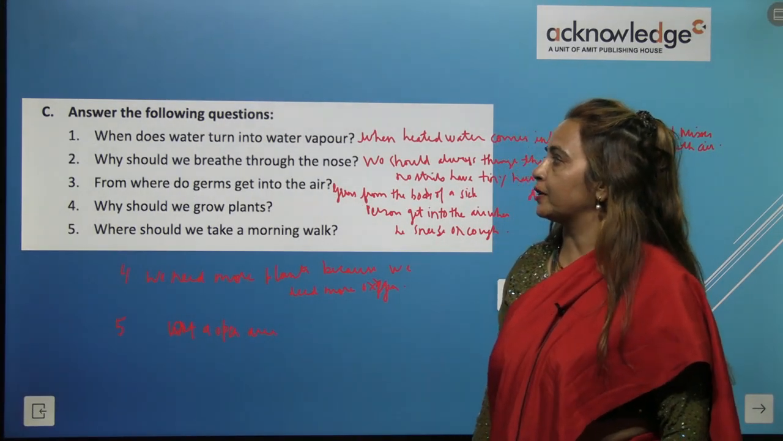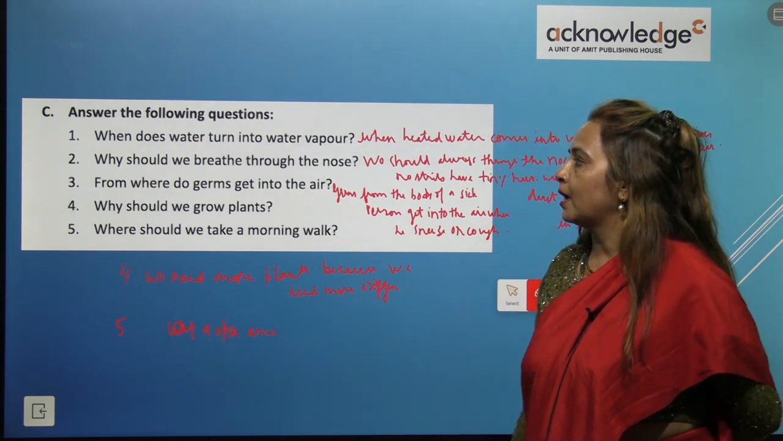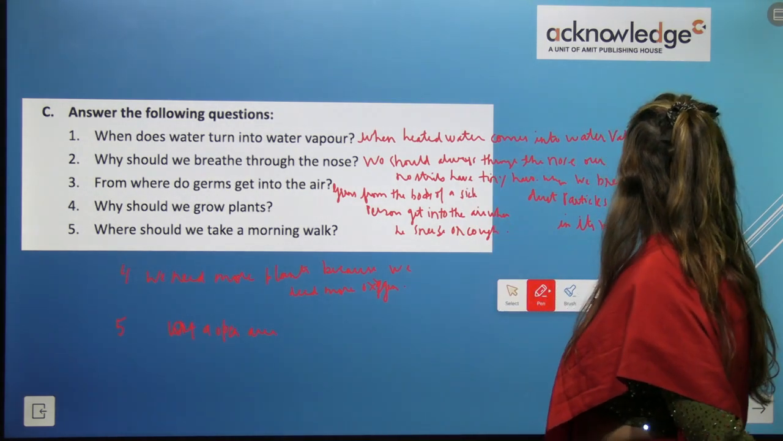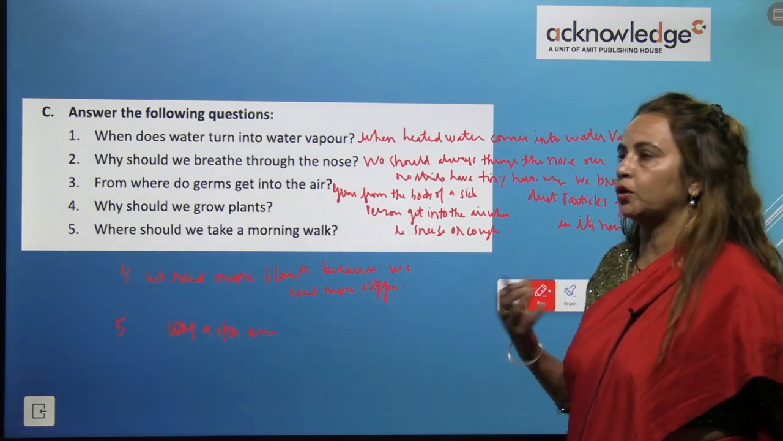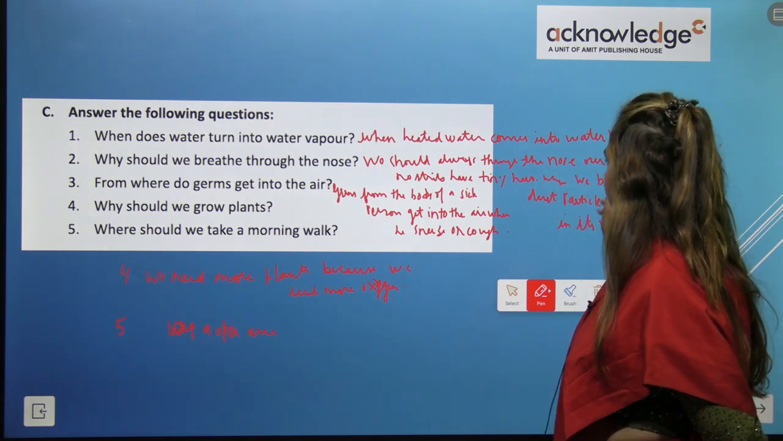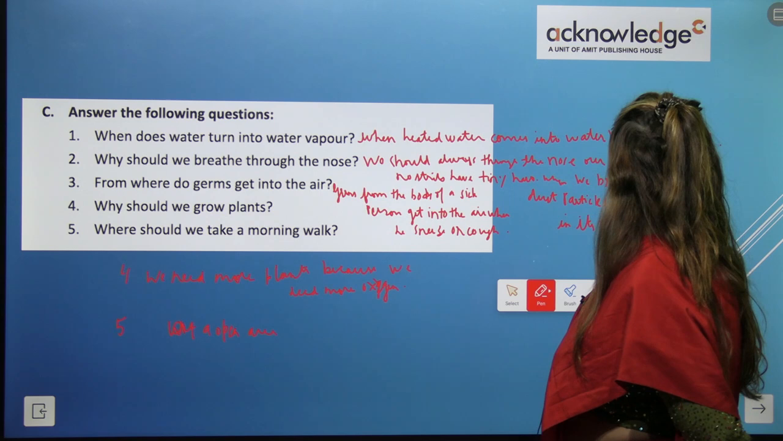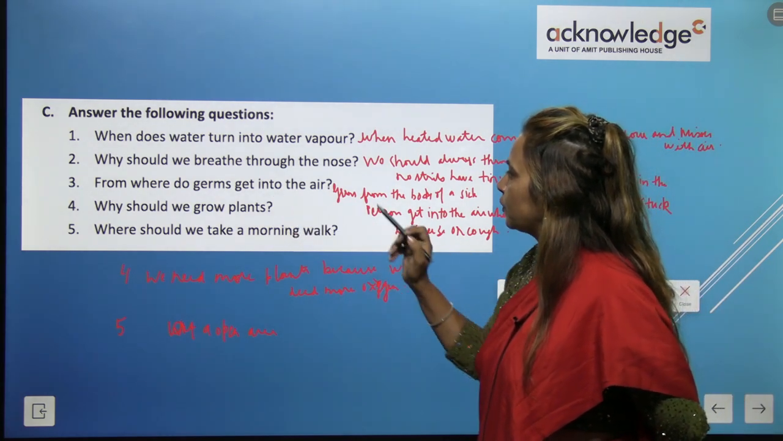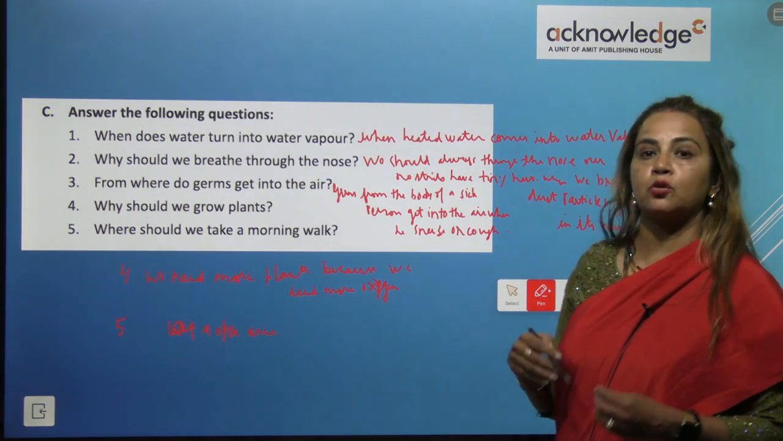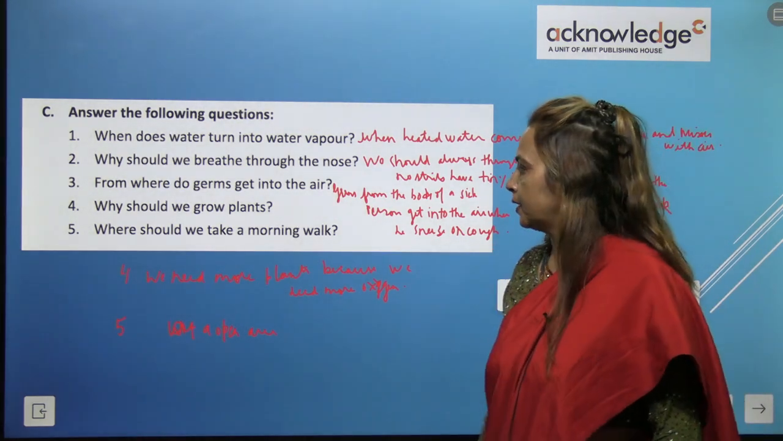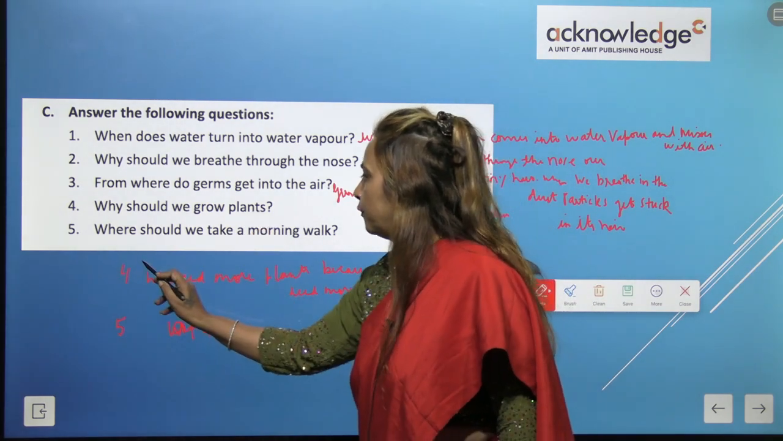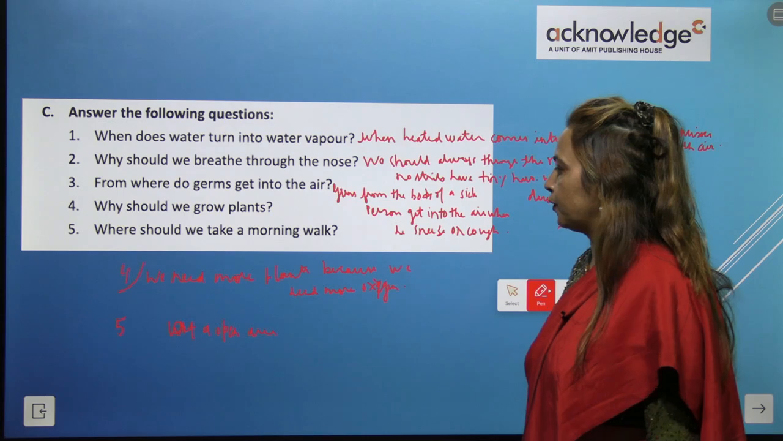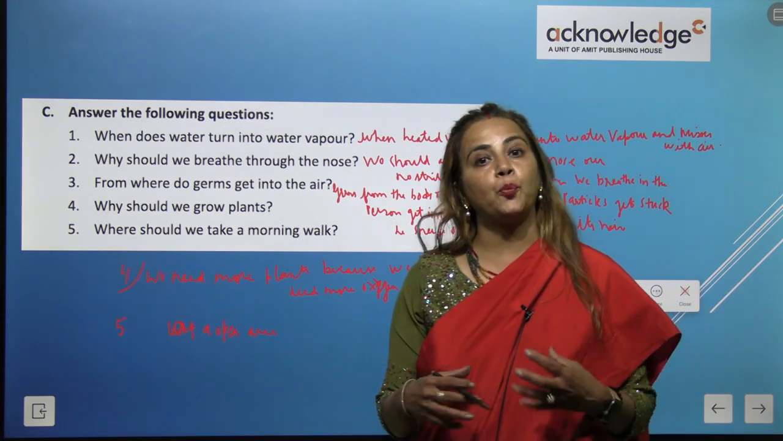Yes, children, after the true and false of lesson 12, we have to do the question answers. Answer the following questions. When does water turn into water vapor? When heated, water turns into water vapor and mixes with the air. Why should we breathe through the nose? Our nostrils have tiny hairs. When we breathe in, the dust particles get stuck in the hair. How do germs get into the air? Germs from the body of a sick person get into the air when we sneeze or cough. Why should we grow plants? We need more plants because we need more oxygen. Where should we take a morning walk? We should take a morning walk in an open area.